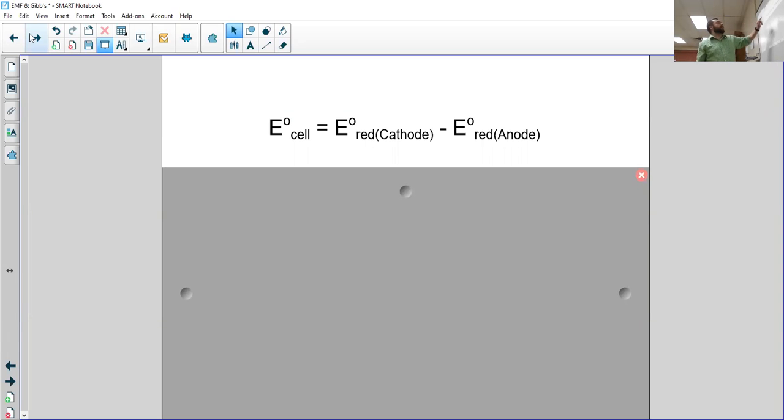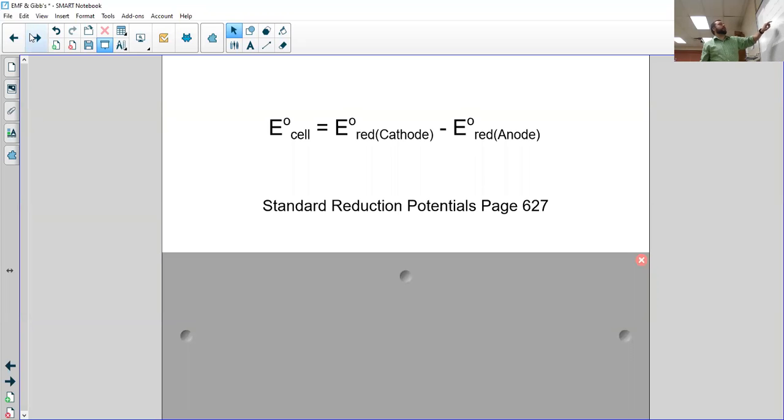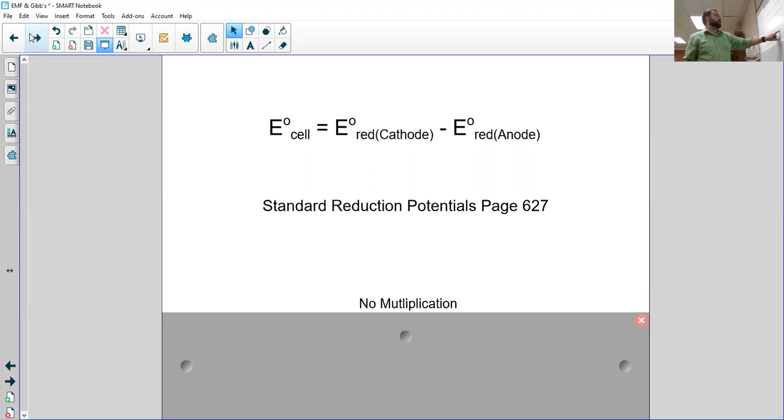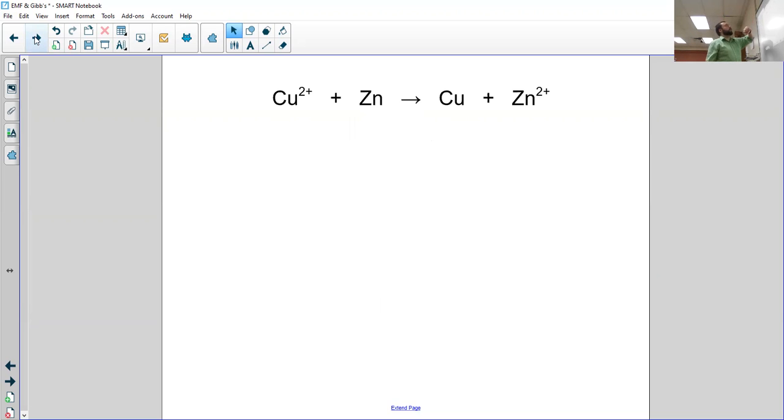So we have our equation here. E naught of the cell is equal to E naught of the reduction of the cathode minus E naught of the reduction of the anode. We have our standard reduction potentials on page 627 in our textbook. We'll post a link on Google Classroom so you guys have that. And good news for you guys, we're not going to do any multiplication with this stuff. So a little bit easier. We'll do an example here.